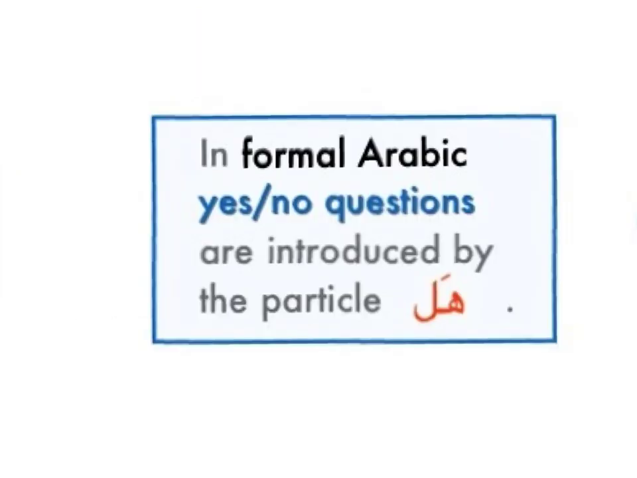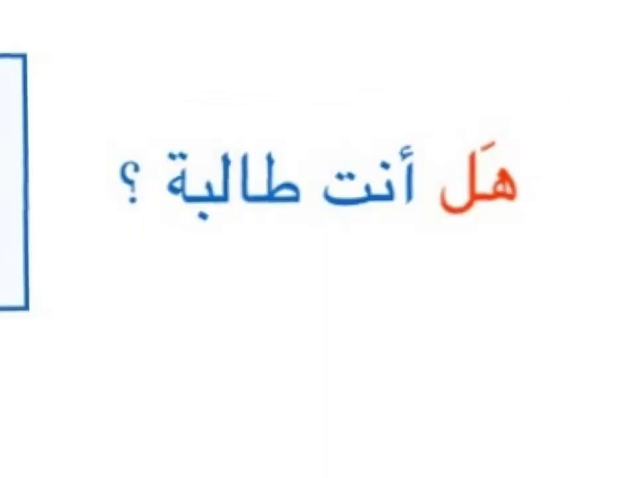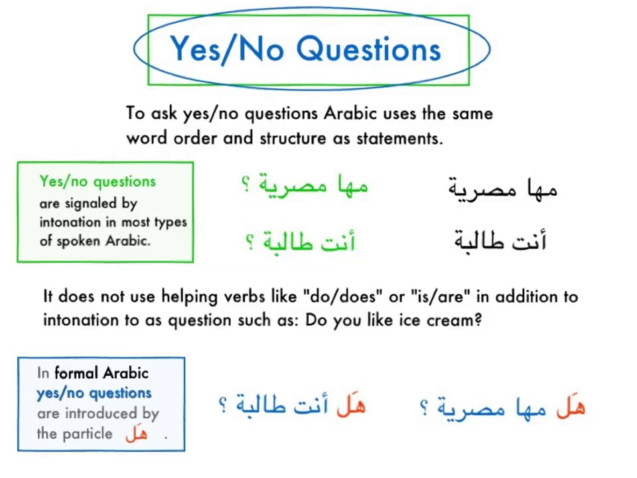In formal Arabic, yes-no questions are introduced by the particle هل. هل أنت طالبة? Are you a student? The answer would be yes or no. Yes, I'm a student, or no, I'm not a student. And in Arabic, نعم أنا طالبة, كلا لست طالبة. هل مها مصرية? Is she Egyptian? The answer would be نعم إنها مصرية, yes, she is, or كلا هي ليست مصرية, no, she isn't. Take a few seconds to compare and contrast the sentences on this page.